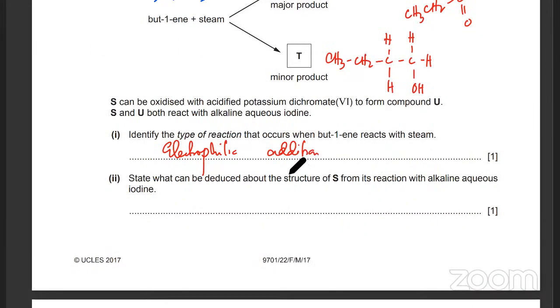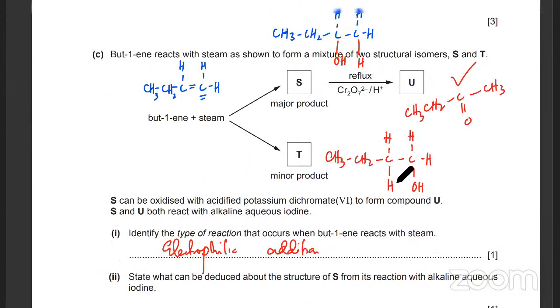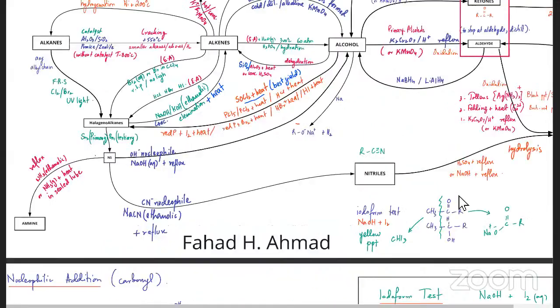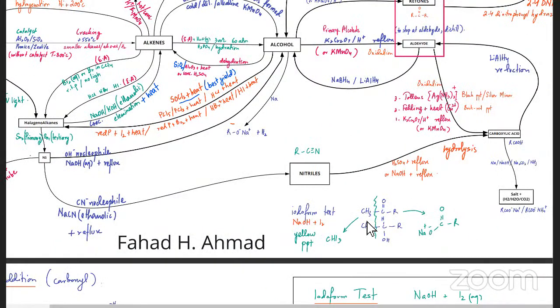And what can be deduced about the structure of S from its reaction with alkaline aqueous iodine? So S, which one is S? S is reacting with alkaline aqueous iodine. What can be deduced about it? They actually told you that both S and U react with alkaline aqueous iodine, this one and this one. So why do they react? Because alkaline aqueous iodine reacts with two structures. You've got a methyl with a C double bond O, or a methyl with CH and OH.